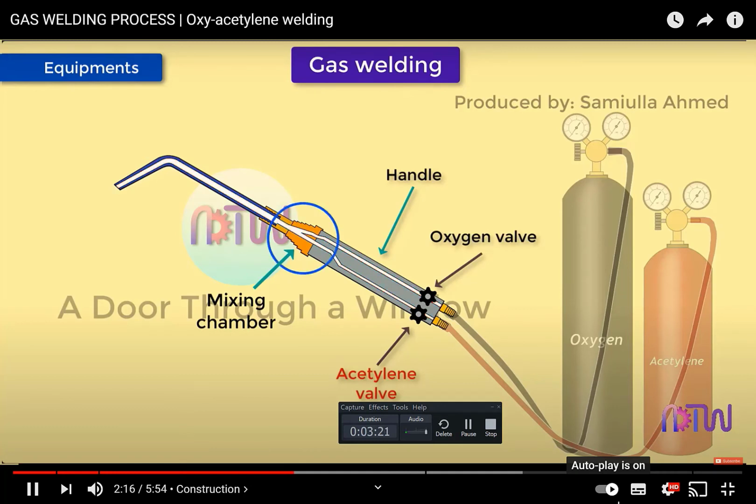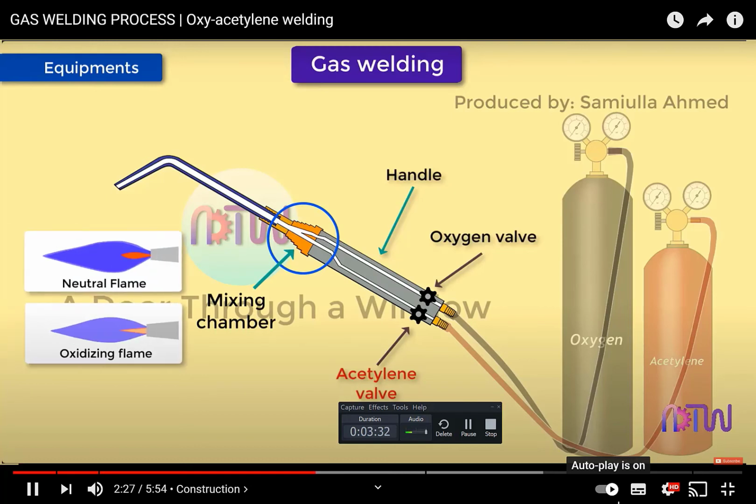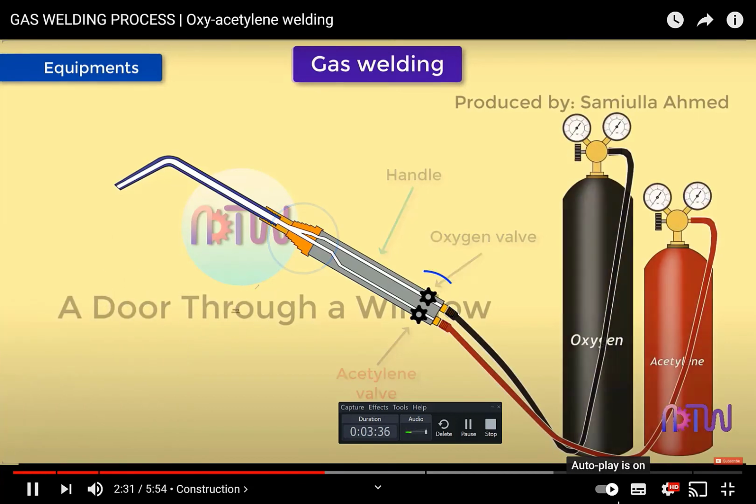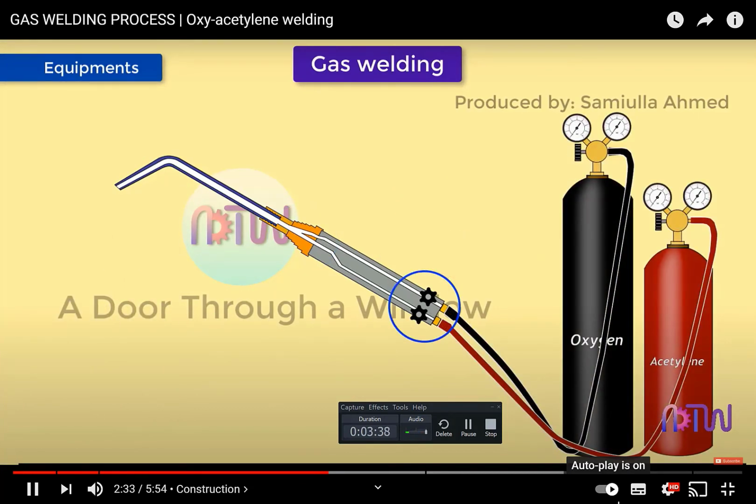Mixing chamber. In this chamber oxygen and fuel gas are mixed. In this mixing chamber, the ratio of oxygen and fuel gas is mixed according to the type of flame required, such as neutral, oxidizing or carburizing flame. Control valves. There are two control valves available in this torch. One is for the oxygen, and the second one is for fuel gas. These control valves are used to control the flow of oxygen or fuel gas to the mixing chamber.